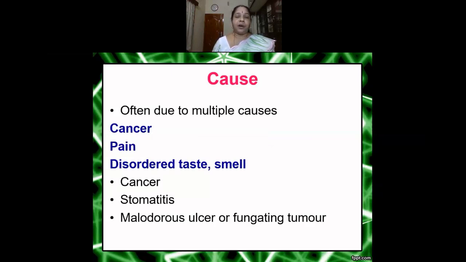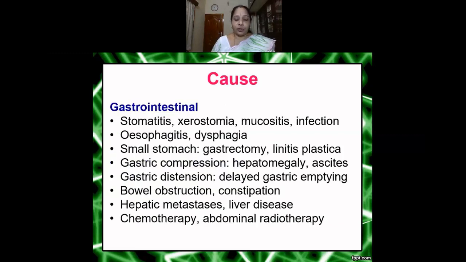Causes of anorexia are often multiple. It could occur due to cancer, pain, or due to disordered taste and smell. Stomatitis is the inflammation of the oral cavity, sores in the oral cavity. A malodorous ulcer or fungating tumor: when there are lesions or ulcers in the oral cavity which cause bad smell or off odor, it is called a fungating tumor.